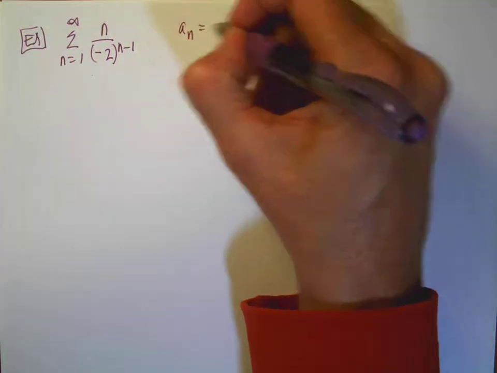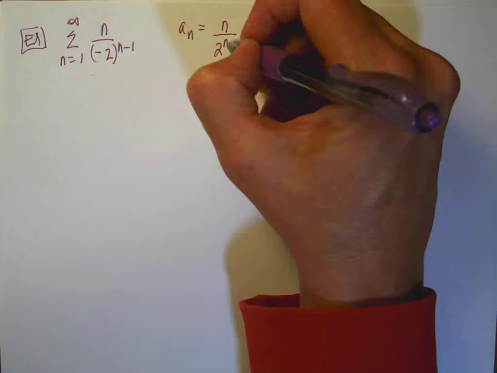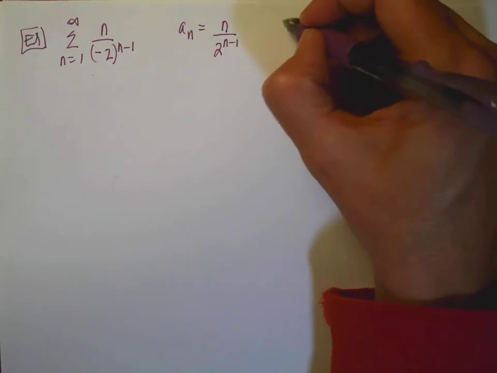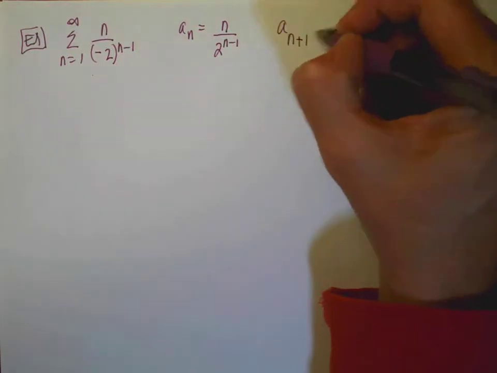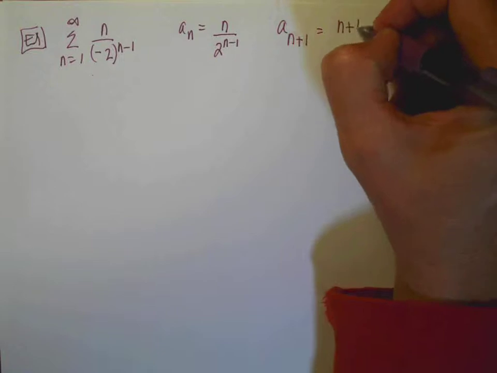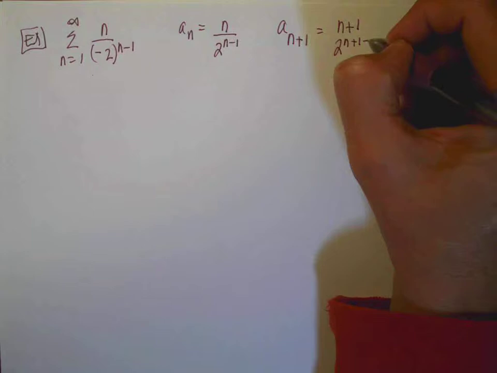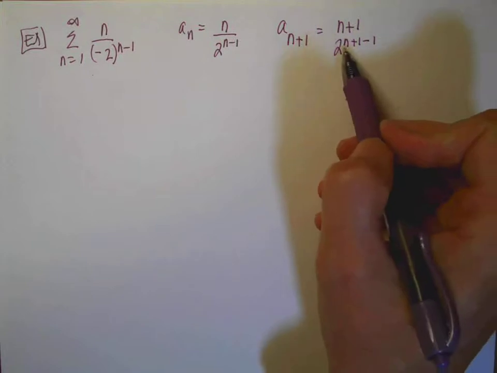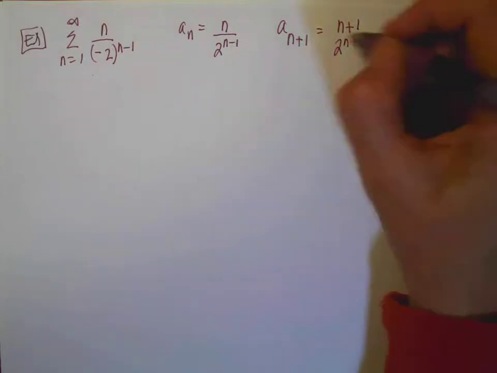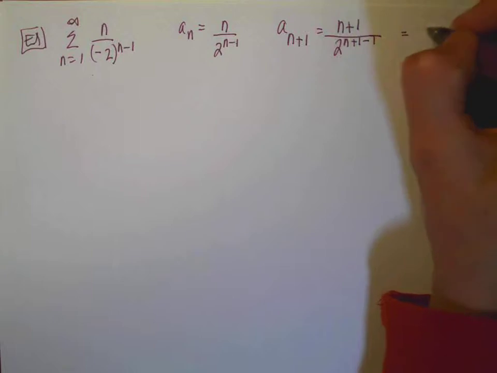So I'm going to say that a sub n is equal to n over 2 to the n minus 1, and then my a sub n plus 1 is going to equal n plus 1 over 2 to the n plus 1 minus 1. So I'm substituting in my n plus 1 up here. Okay, I forgot the dividing line.